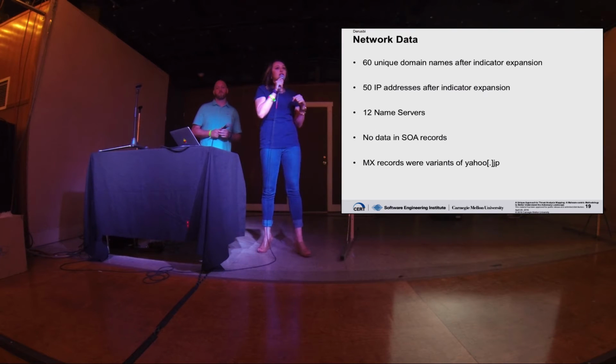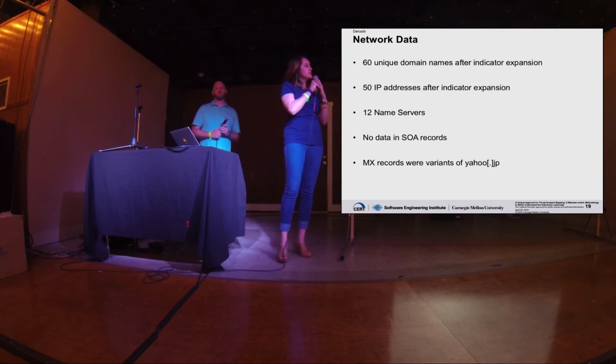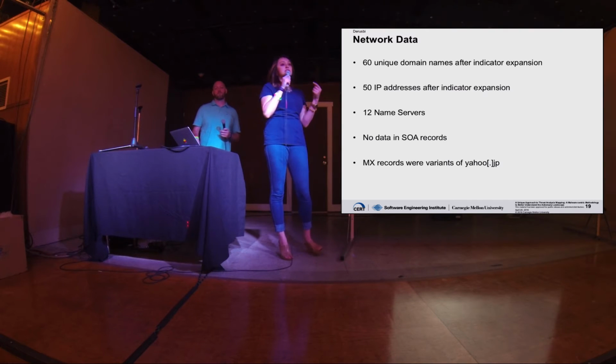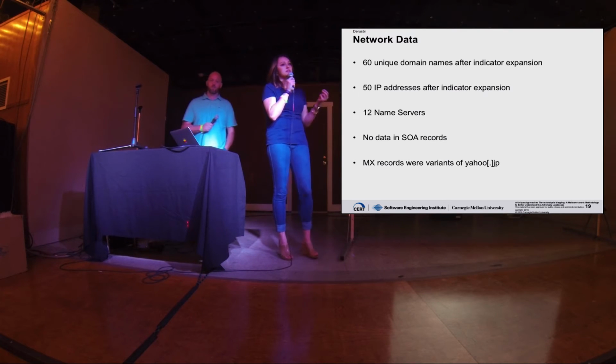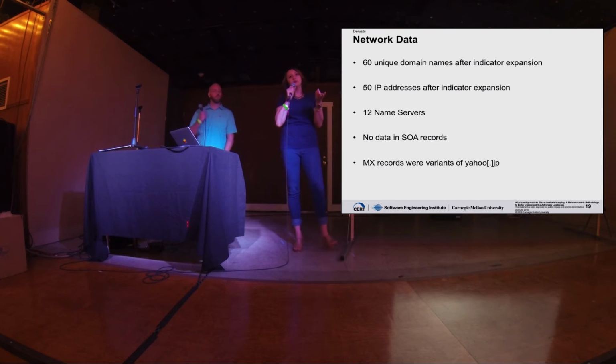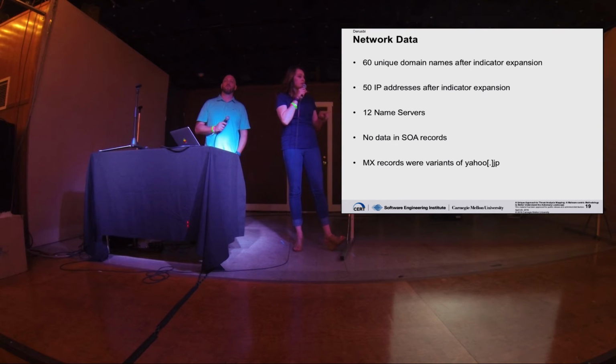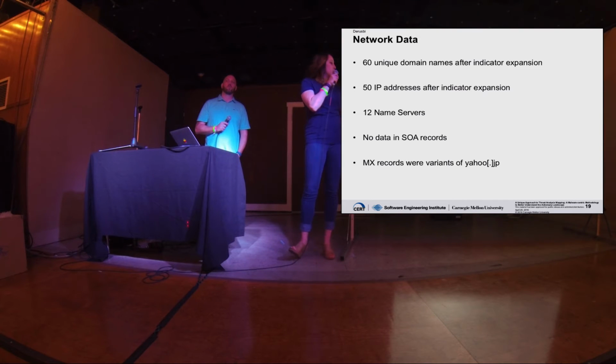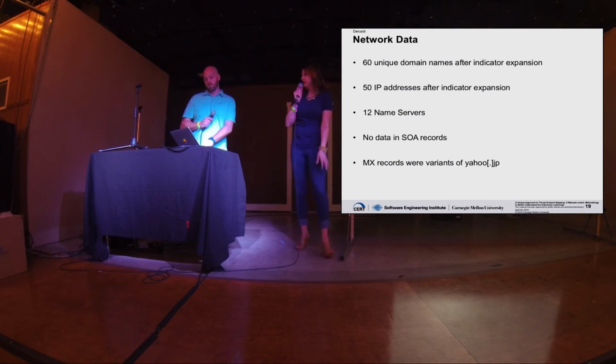After doing some indicator expansion, we found 60 more domain names associated with the malware and 50 IP addresses. But the interesting thing is that all of the infrastructure only used 12 different name servers. We also looked into different records, like the SOA record, which could tell you more about the person registering the domain, among other details. We didn't find any information in the SOA records, and the only MX records were variants of yahoo.jp, which is different, not necessarily what we expected.